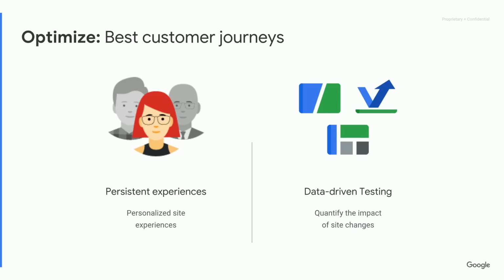Thanks, Krista. The process is incredibly important, but when you're ready for the technology, Google Optimize is here to help you. Optimize has two main capabilities that allow you to improve your customer journeys. The first is the ability to personalize your website. This experience allows you to provide persistent experiences to specific audiences on your site. The second experience is around data-driven testing. Google Optimize has multiple ways where you can test the site experience using A/B testing, redirect testing, or multivariate testing, all in the effort to quantify the impact of any site changes that you're making.